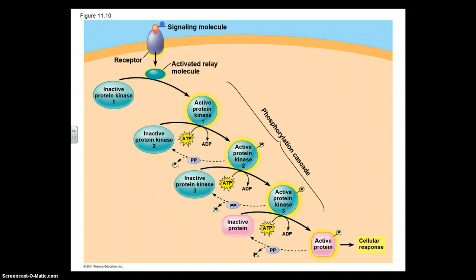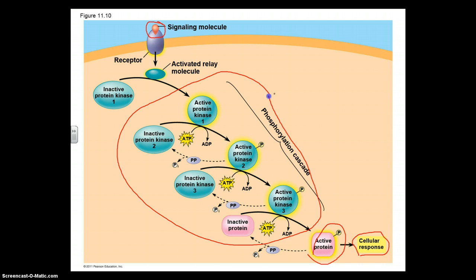So here we have our ligand, or our signaling molecule, activating the receptor. As you can see, there's an activated relay molecule here, and then we have this multi-step process that involves phosphorylation and dephosphorylation with ATP here, until finally we have some type of protein that has been activated and causes a cellular response. So this right here is called the phosphorylation cascade.